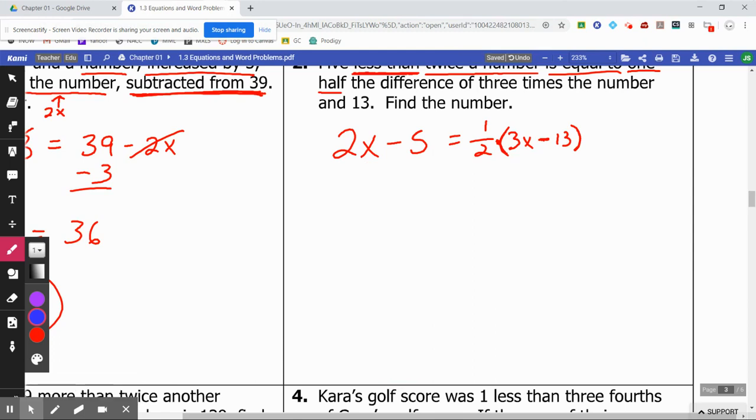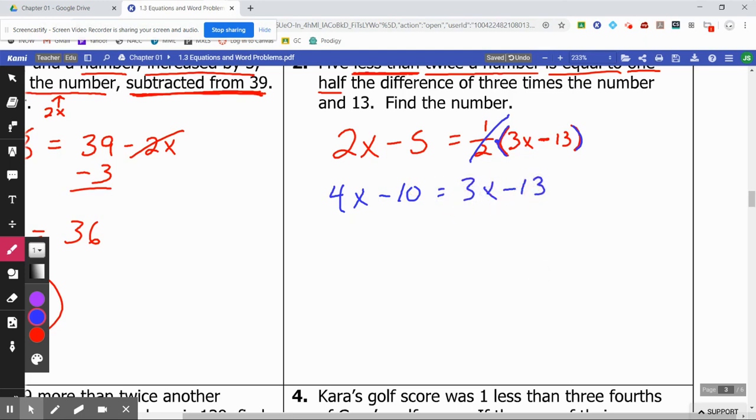Now, I do want to work that problem again just to show you how much easier it would have been in this first step. Since the whole parentheses, the whole side has been multiplied by 1/2, mark it out and divide the other side by 1/2, which is the same thing as multiplying by 2. And look, you get 4x minus 10 when you multiply by 2 equals 3x minus 13.